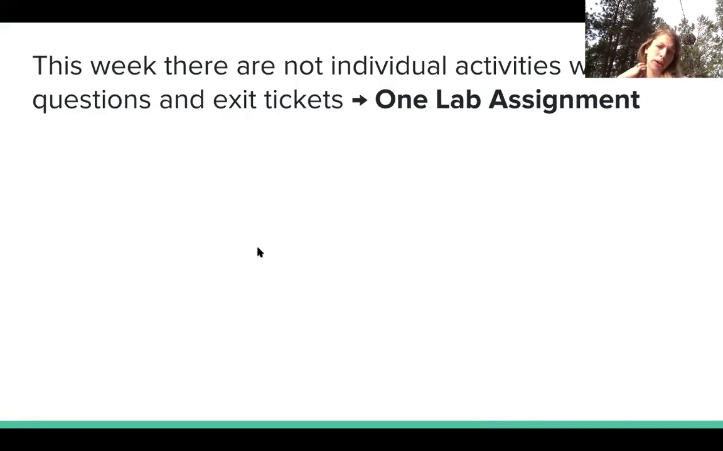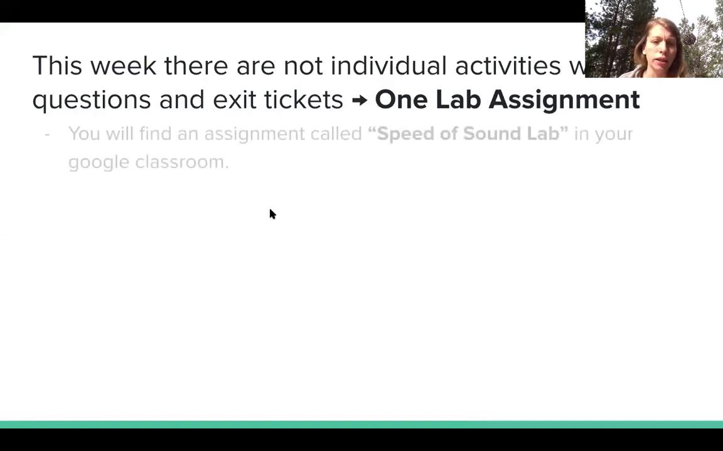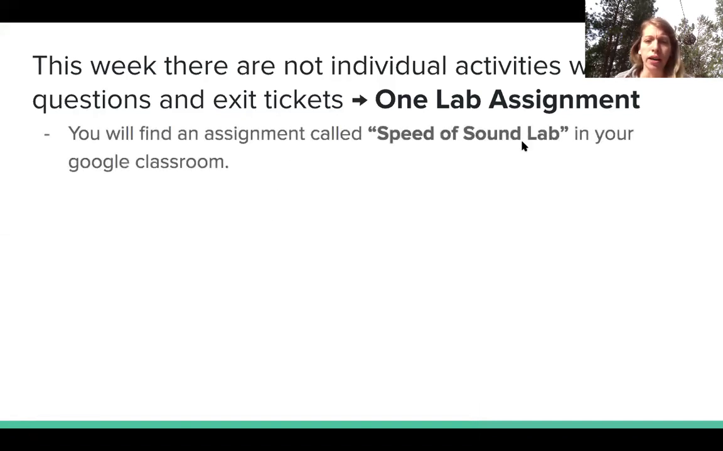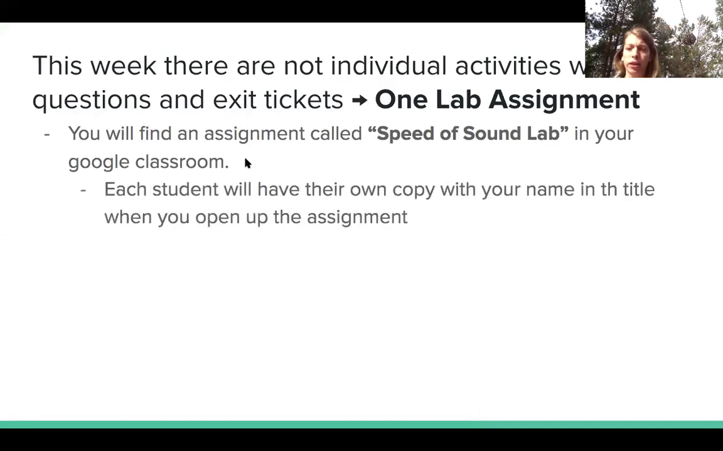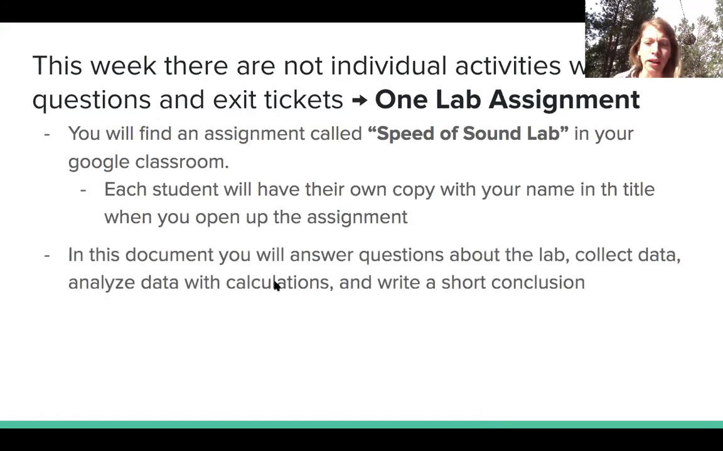There's only going to be one assignment this week, and you can take your time getting through this, or you could do it all at once. You're going to find a document called the Speed of Sound Lab that has your name on it in Google Classroom. It's your own document, so everything you do on there will just be your own work. On this document, you're going to be doing quite a few different things, so if you need to, take your time to spread out that work over a few days.